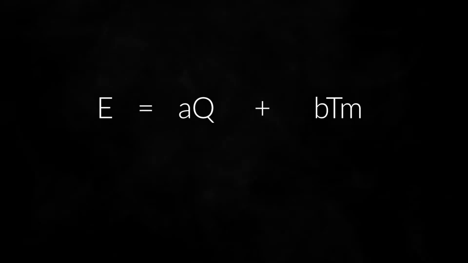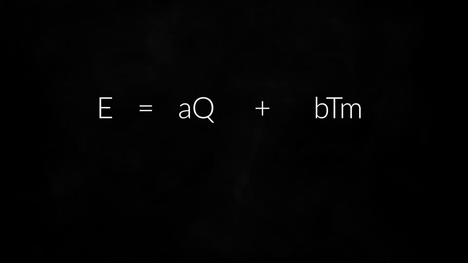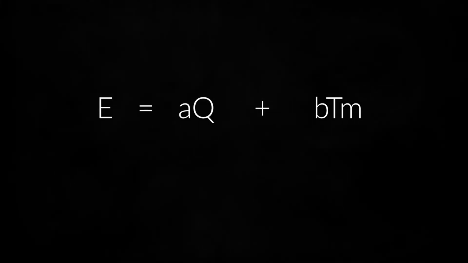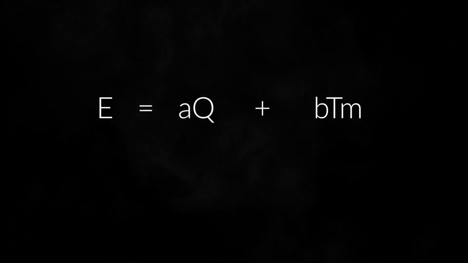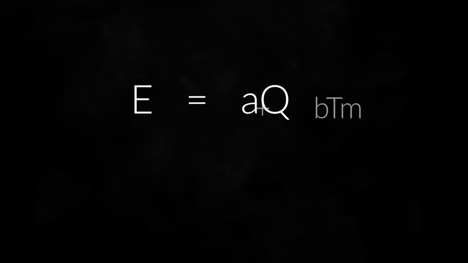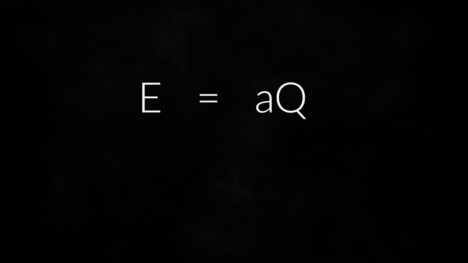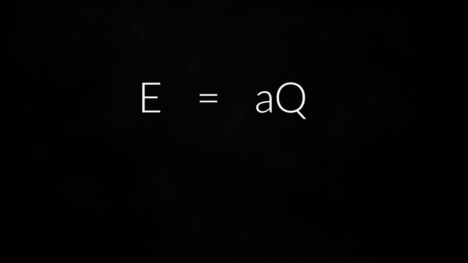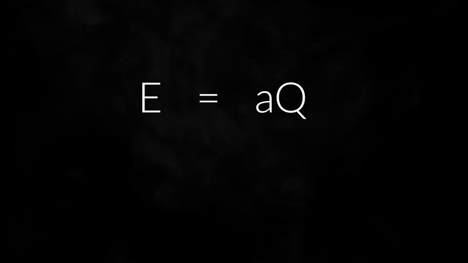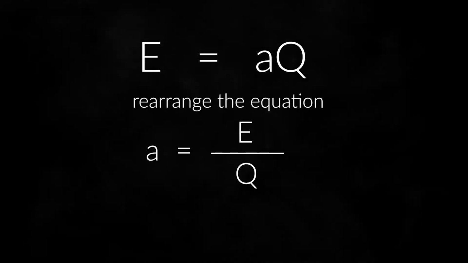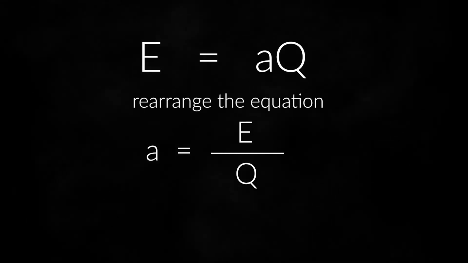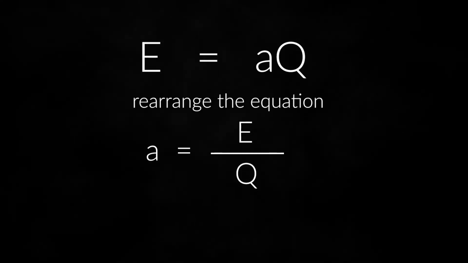In order to do this, first I'm going to look at the left hand side, which has energy, and I'm going to equate the left hand side to one of the parts on the right hand side. So energy is equal to constant A into Q. Since the equation is supposed to be homogeneous, the left hand side should be equal to the right hand side. So in order to find out what the units for constant A are, I'm going to rearrange the equation and take A to one side, and then on the other side I'll have energy divided by charge.